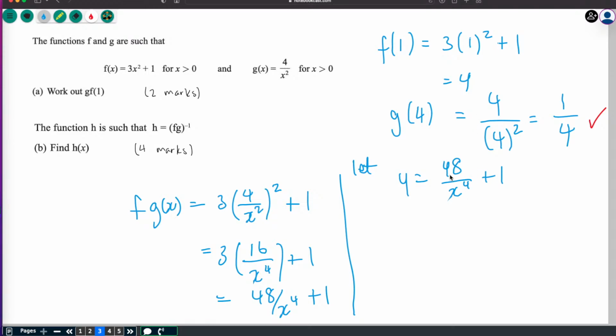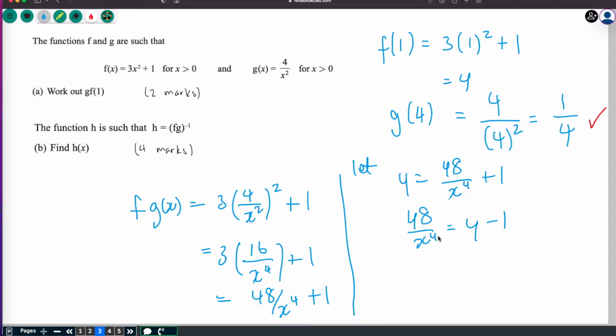And then we want to rearrange this in terms of x. So the first step here is I'm going to say 48 over x to the 4 equals y take 1. So I've flipped this whole thing around, right? I've subtracted 1 from the left-hand side, and then I've flipped the sides around. I haven't done anything magical or too complicated. Just be aware I've taken the right-hand side and moved that to the left-hand side, and I've subtracted 1. Okay?